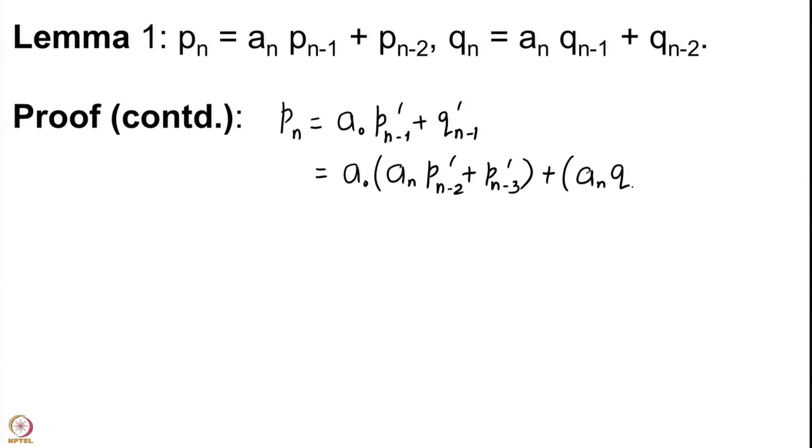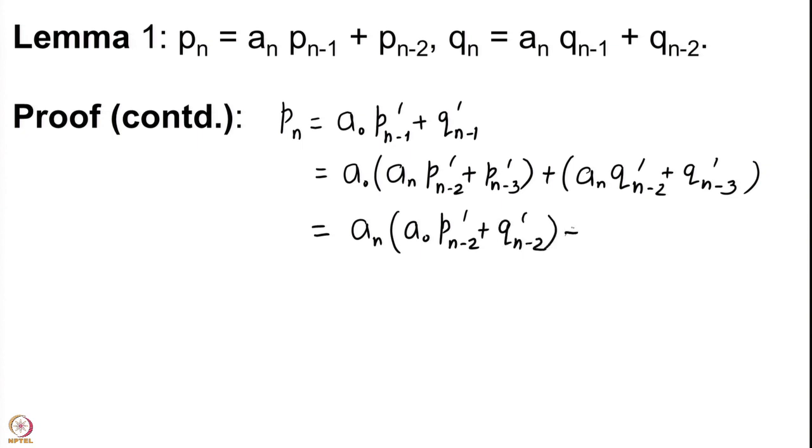A_n q_{n-2}' plus q_{n-3}'. I will take the multiples of a_n on one side, that gives me a_0 p_{n-2}' plus q_{n-2}', and the remaining part, which is a_0 p_{n-3}' plus q_{n-3}'.